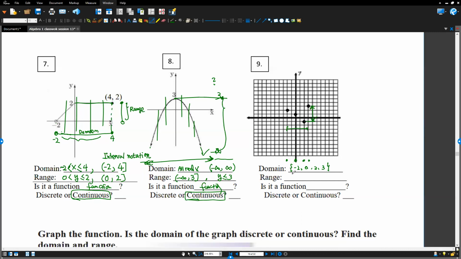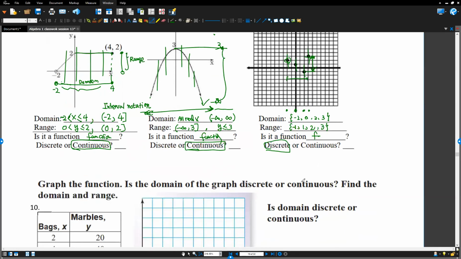The lowest one is negative 1. The second one is this one, the positive 1. The third one is 2. The last one is 3. That is the range. This is still a function, right? We have 1 point only when you take the vertical line test. There's only 1 point of intersection. This is a function. This is discrete, definitely. Are you guys with me?